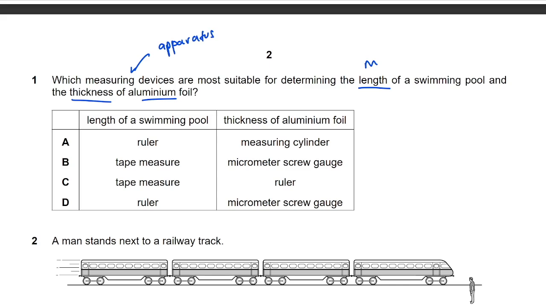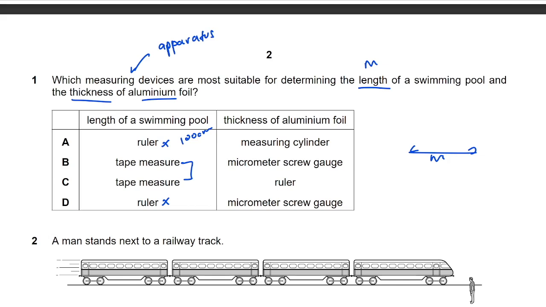Okay, so for the measuring device for the length of a pool, a ruler will be too short for the length of a swimming pool. Rulers are typically about 100 centimeters, that you need to know, but a pool will be in meters because it's a pool, right? So hence why a ruler will be wrong. So the two options that we have are now B and C. We're always going to use the elimination method because that's the best method to solve these types of papers.